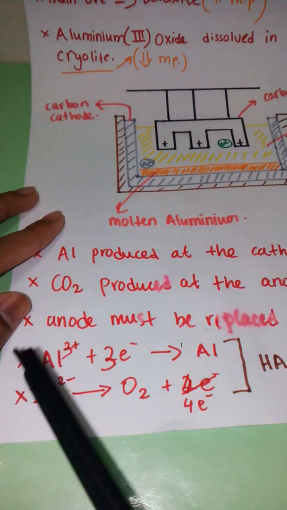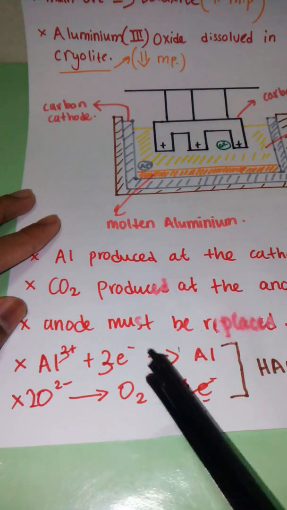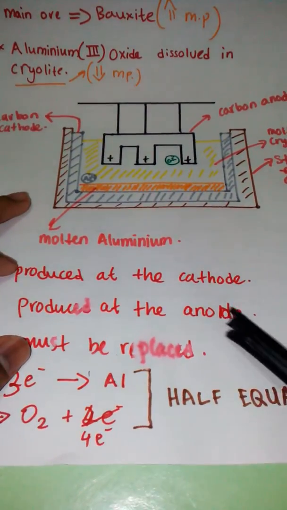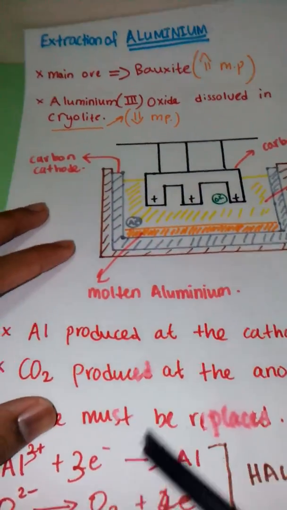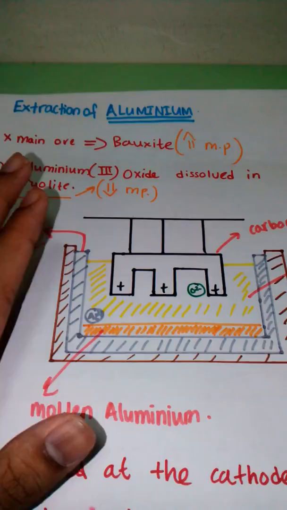2O2- will discharge as O2 plus 4e-. These are the half equations that you must memorize or must know for this reaction.